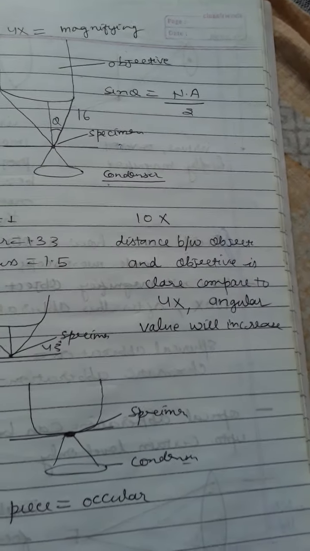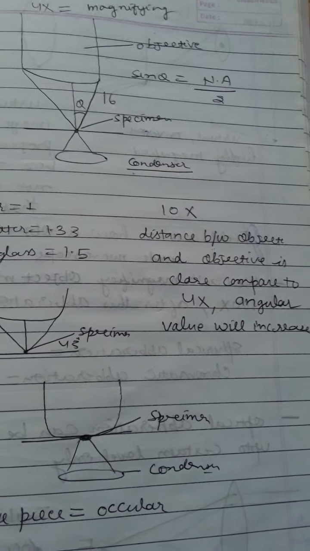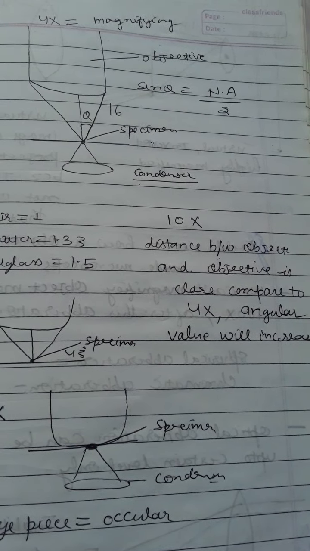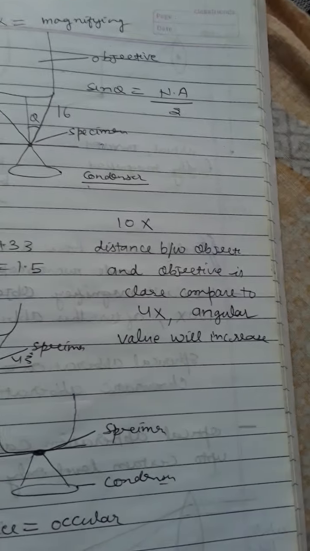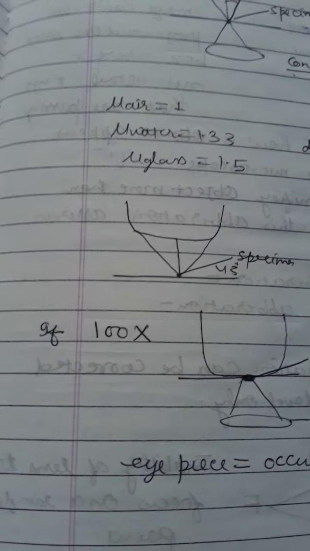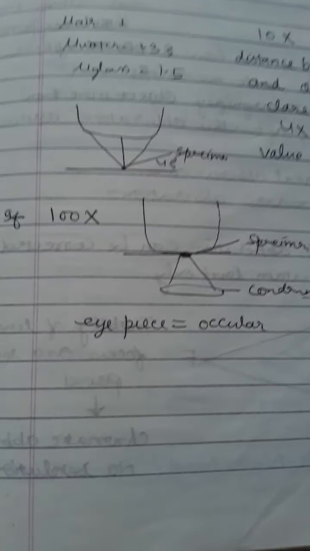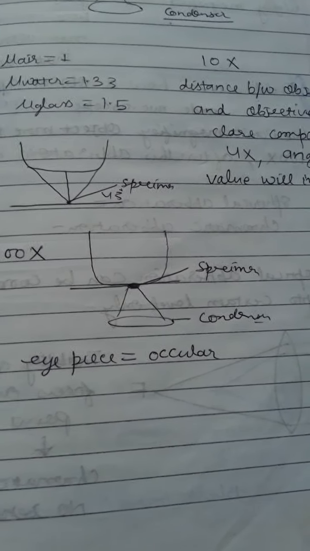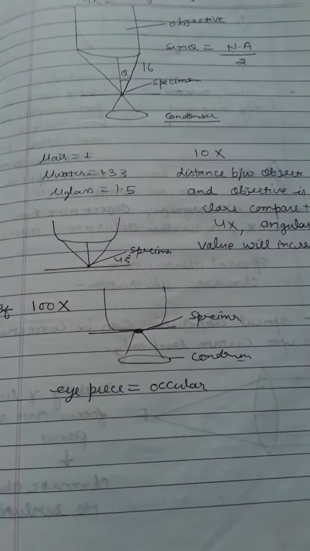So, okay, what is the difference between 10x and 4x? If an object is 10x, the distance between the objective and the object is very close compared to 4x. The angular value will increase. This is the specimen at 45 degrees. And this is the 100x. In 100x, what happens? The specimen and condensers are very close to each other. The eyepiece becomes equal to the oculars.